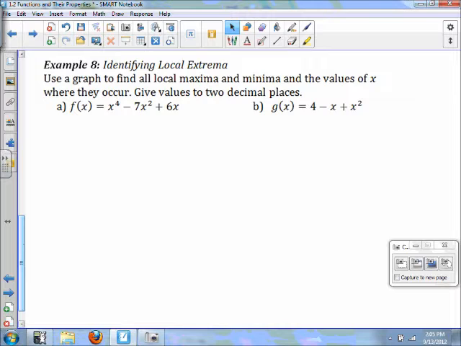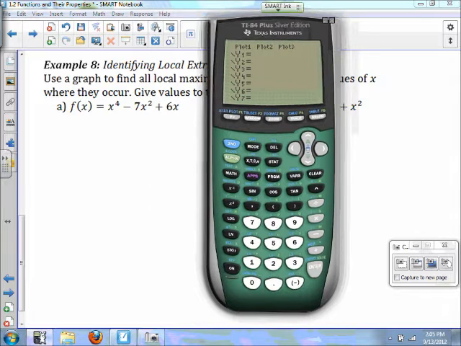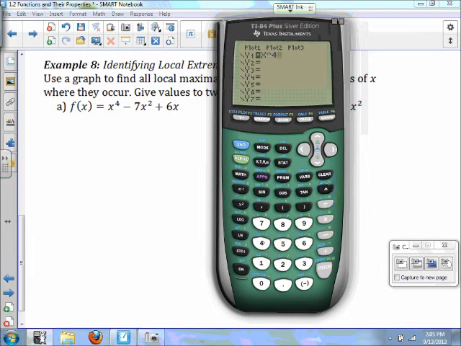Now, example 8. Use a graph to find all local maxima and minima and the values of x where they occur. Give values to 2 decimal places. First thing we have to do is graph it. So y equals x to the fourth minus 7x squared plus 6x. All right. Because it's an even function, and it's positive, we know it's going to open up. So we do have to switch our y min, instead of, say, minus 25, to see if it will fit. Okay, so therefore we can find our minimums.